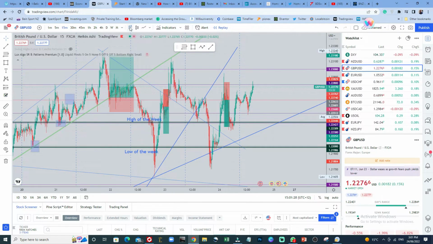Yeah, so I use Heikin Ashi candlesticks. They are very good. The color coding gives you a significant indication of where the direction of the market is headed.